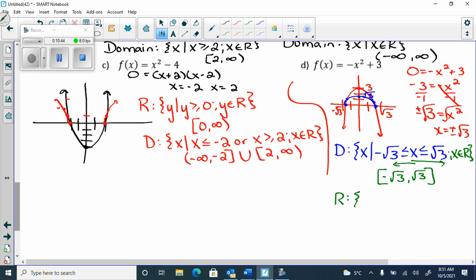So your range is y such that 0 is less than or equal to y is less than or equal to root 3 because of this one.